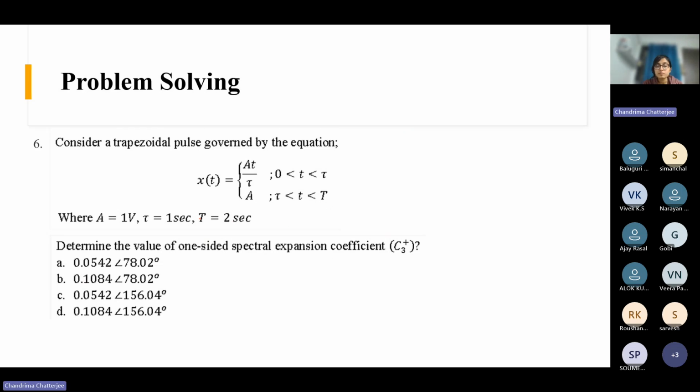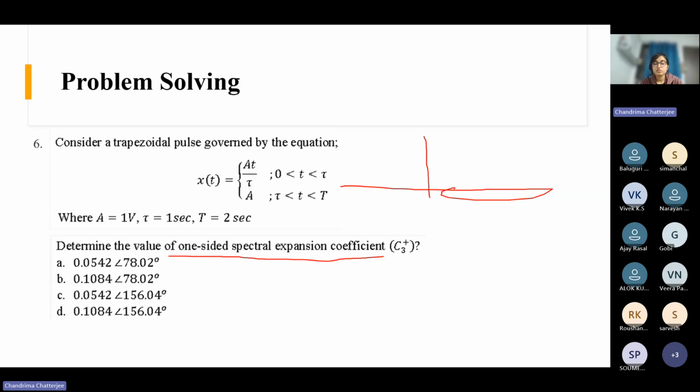The same problem, but now we have to find the one-sided spectral expansion coefficient. So in the first lecture, did sir cover this one-sided spectral expansion? Yes. Okay. So what is one-sided spectral expansion?